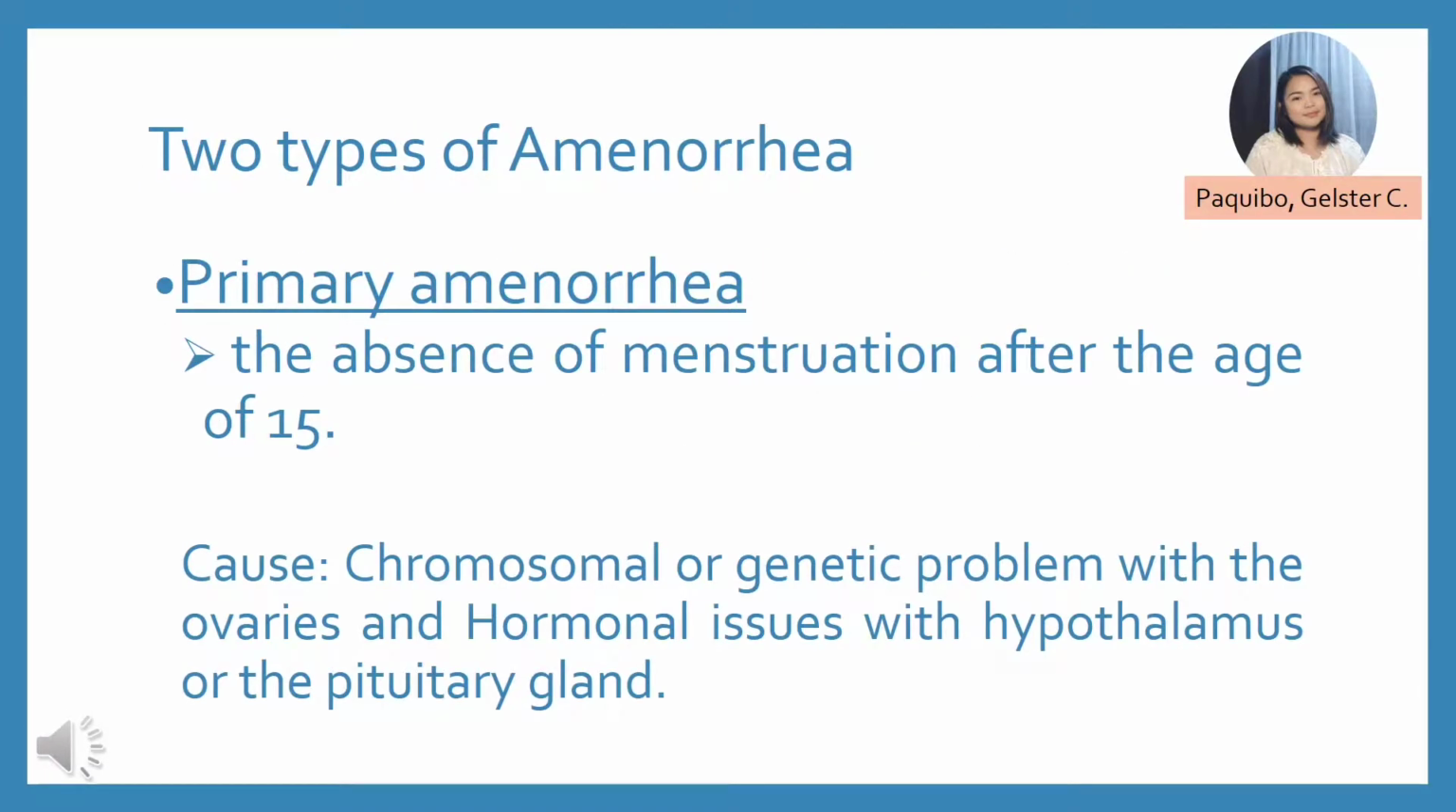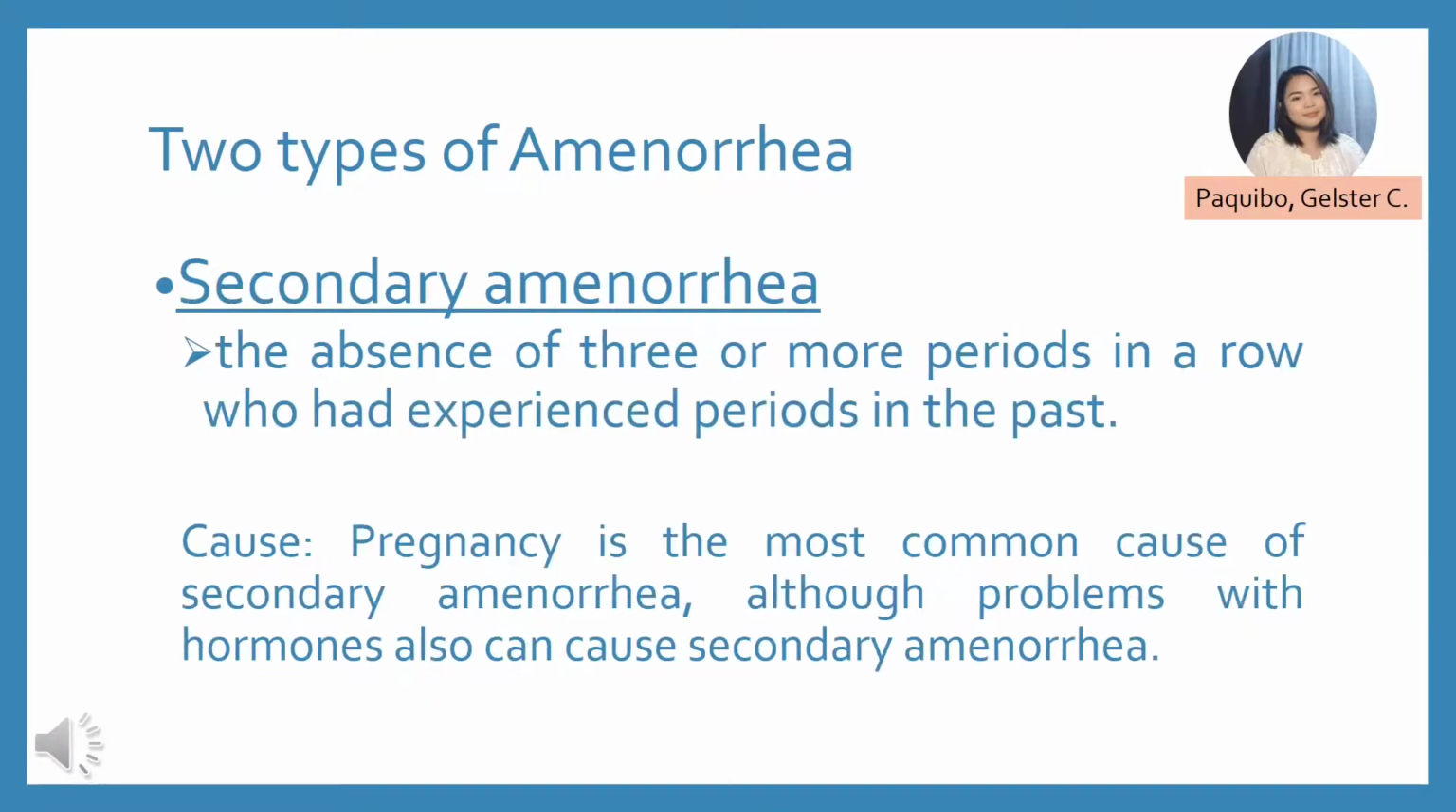There are two types of amenorrhea. First is primary amenorrhea. This is the absence of menstruation after the age of 15. Causes of this are chromosomal or genetic problems with the ovaries and hormonal issues with the hypothalamus or the pituitary gland. The second type is called secondary amenorrhea. This is the absence of three or more periods in a row in someone who had experienced periods in the past. Pregnancy is the most common cause of secondary amenorrhea, although problems with hormones can also cause it.